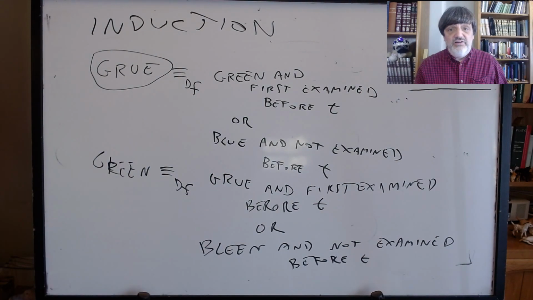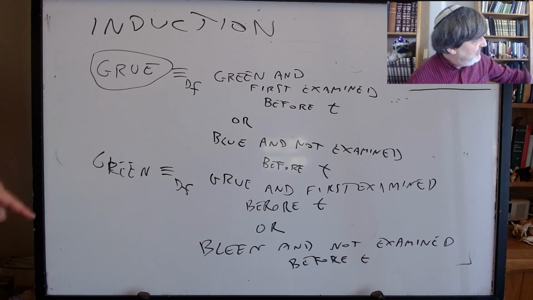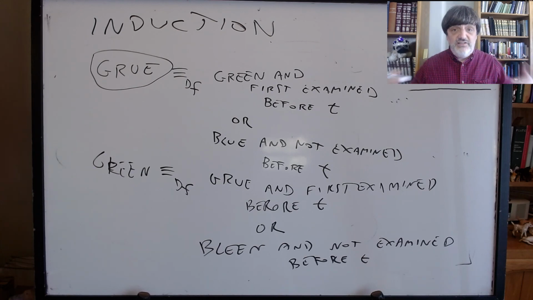If we don't know in advance whether green and blue are the good predicates or GRU and Boolean, we can't tell by looking at these definitions which one is good, because they look exactly the same.